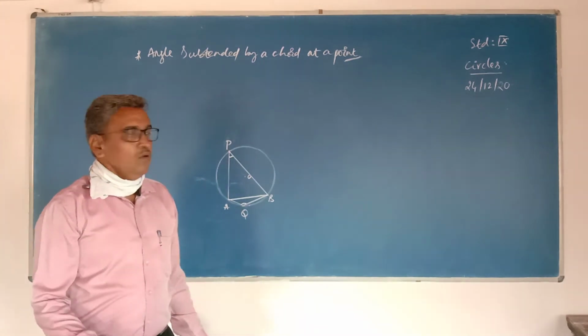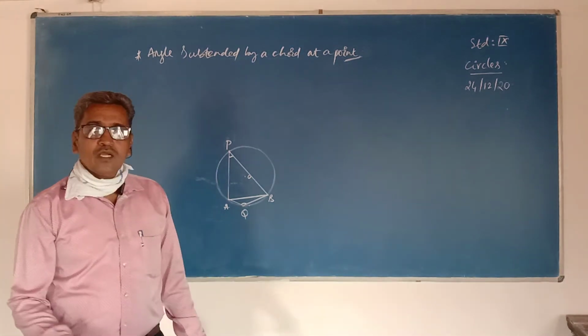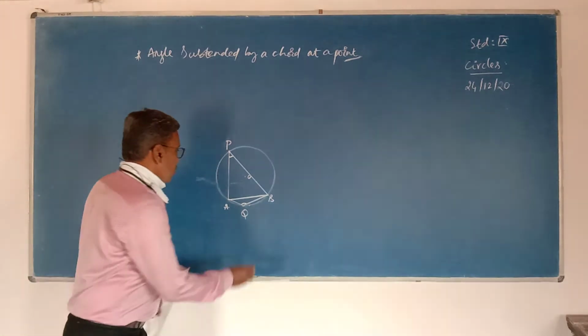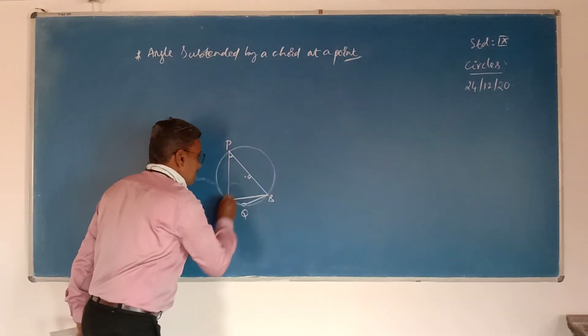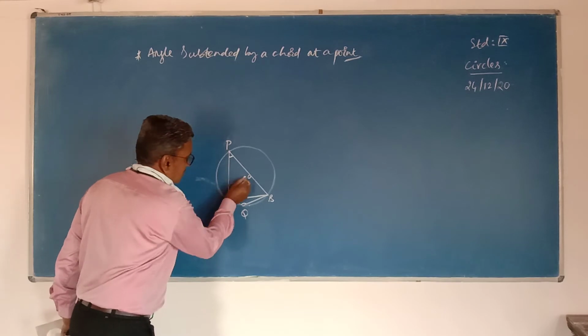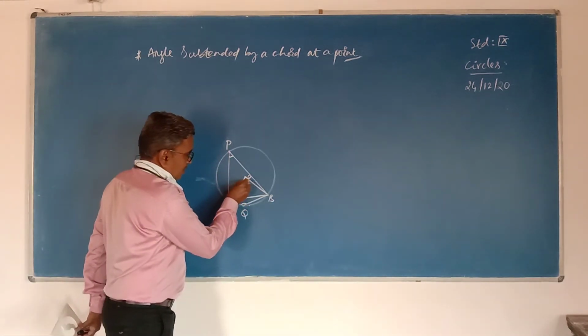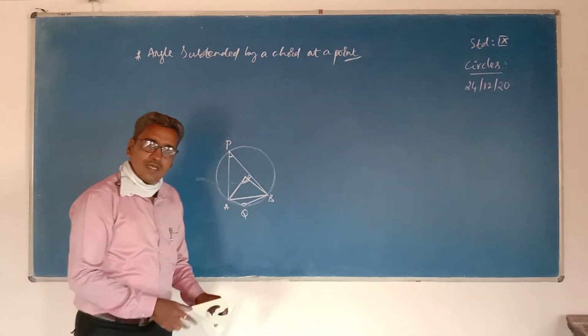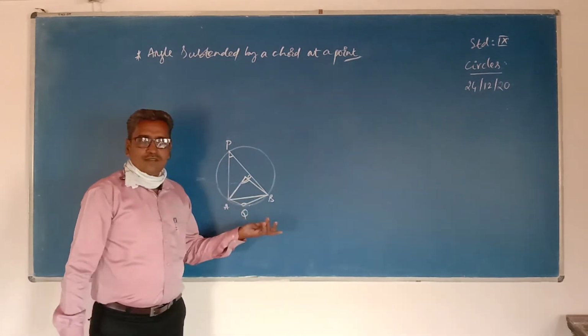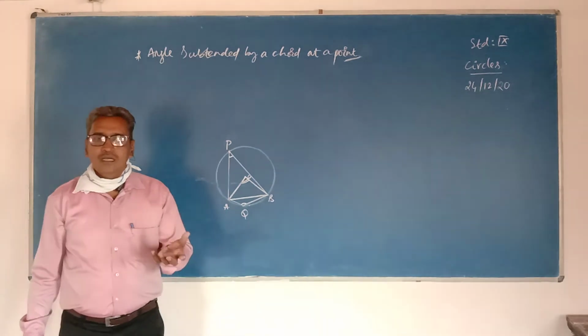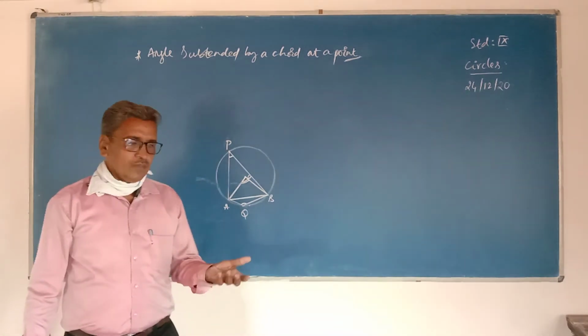Okay, now angle subtended by a chord at a point. Now the center is there. Here also a point can fall. Yes, it means here the angle subtended by chord AB at the center. This is the point we are going to observe.